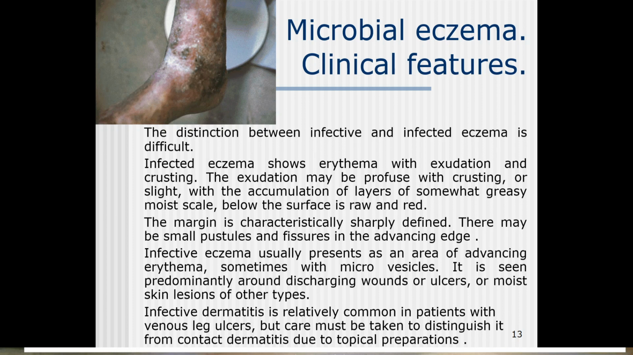Infected eczema shows erythema with exudation and crusting. The exudation may be profuse with crusting or slight with the accumulation of layers of somewhat greasy, moist scale; below the surface is red and raw. The margin is characteristically sharply defined. There may be small pustules and fissures in the advancing edge.